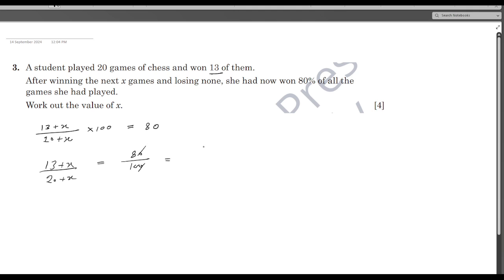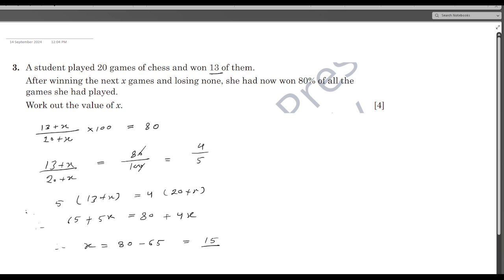So 80 divided by 100 is 4 divided by 5, and therefore you have 5 times 13 plus X equal to 4 times 20 plus X. So therefore you have 65 plus 5X equals 80 plus 4X, and therefore 5X minus 4X is X, which equals 80 minus 65. 80 minus 65 is what? 15. So the value of X is 15. Yeah, so she won 15 more matches.